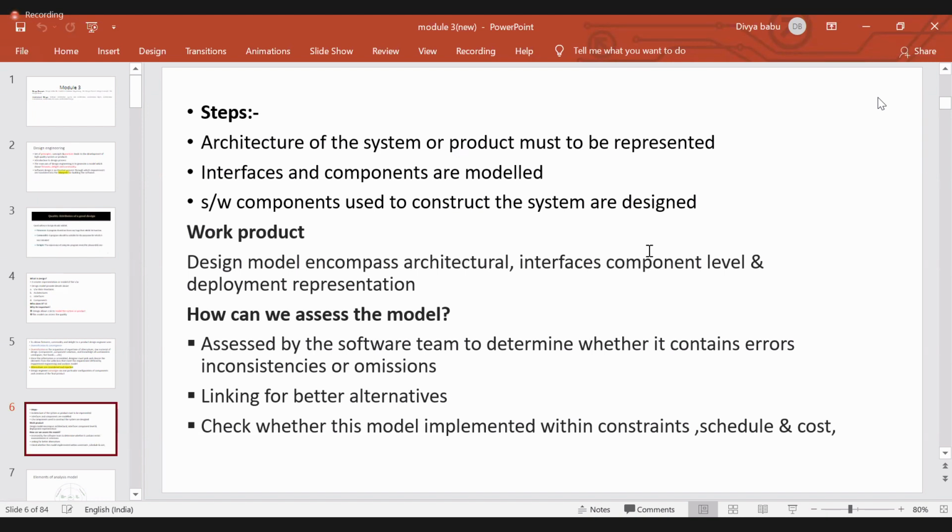We have different types of designs. What products are there? So how can we assess the model? Assessment means we are checking whether there are errors, inconsistencies, or omissions. If there are, and we have multiple models, we can go for the better alternatives. And whether it satisfies all the constraints, cost, and time, then you can go for the particular model.